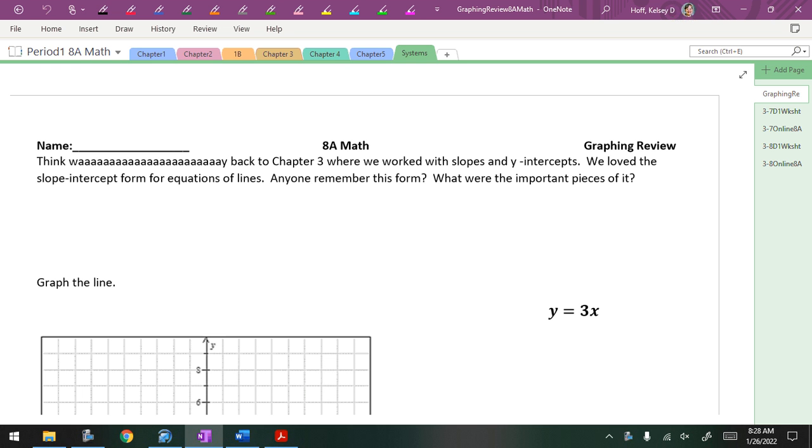So we loved the slope-intercept form for the equations of lines. Does anybody remember what slope-intercept form looked like? Y equals mx plus b. And in that equation, there were two important things that you could tell me. If y was by itself, you could tell me what two things? Courtney?